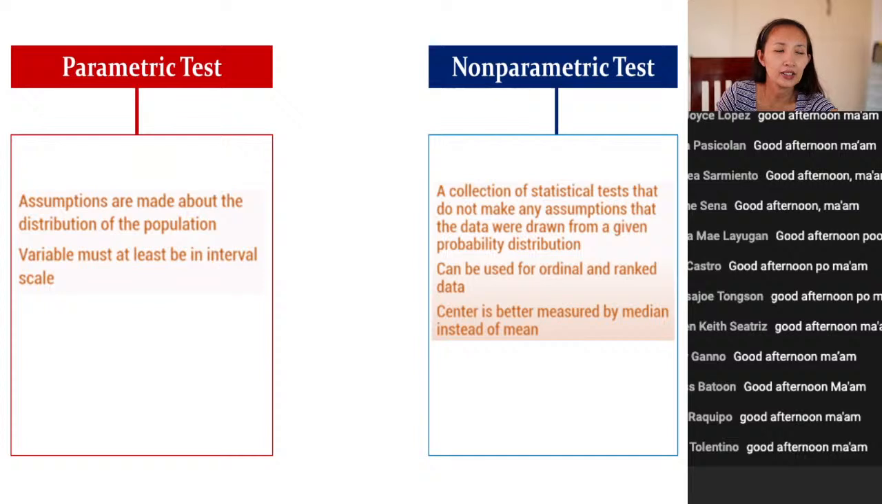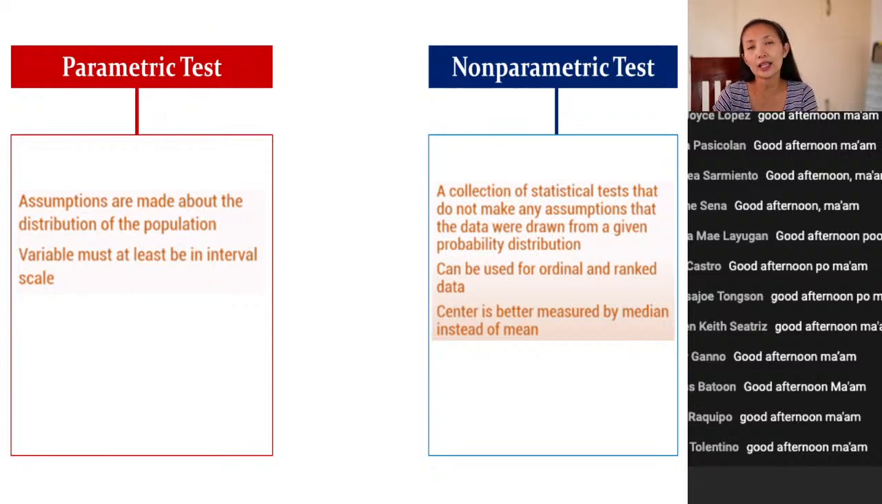Daming tests. Marami tayong tests na ma-encounter ngayong hapon. So, parametric versus non-parametric tests. Take note that for each type of test, there are particular assumptions. Assumptions are made about the distribution of the population. Variable must be at least in the interval scale for parametric tests.